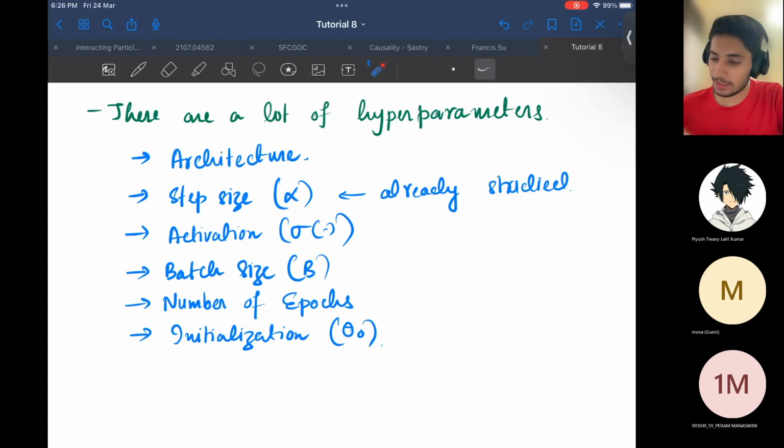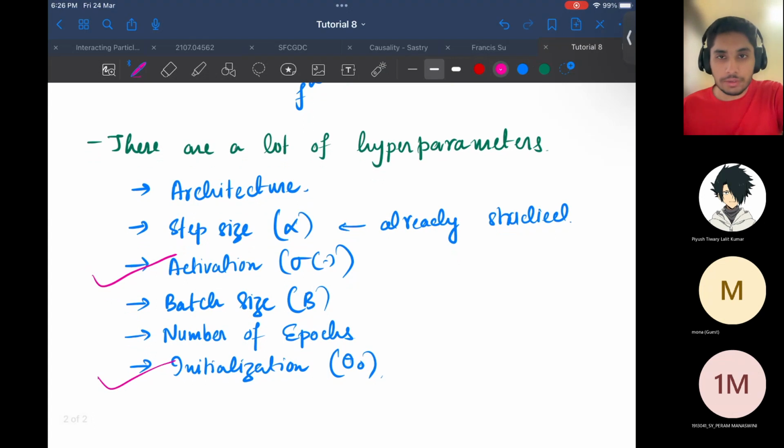So having said that, in week 8, in today's problem solving session, what we are going to see is basically the effect of two of these things. One is the activation, okay? How do different activations affect the learning of the network and things like that? And the other thing is the initialization. How does initialization affect your training process, right?